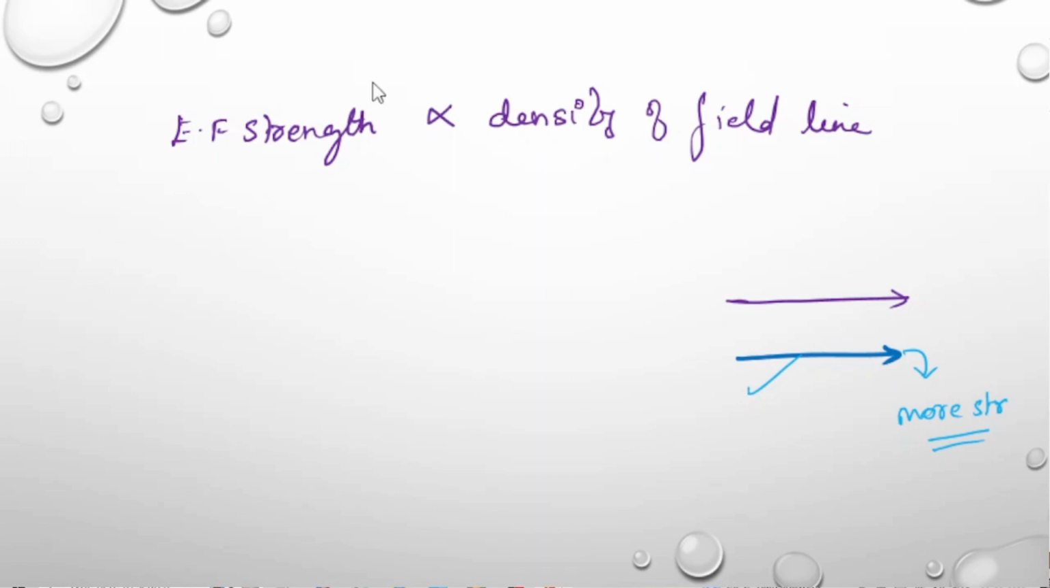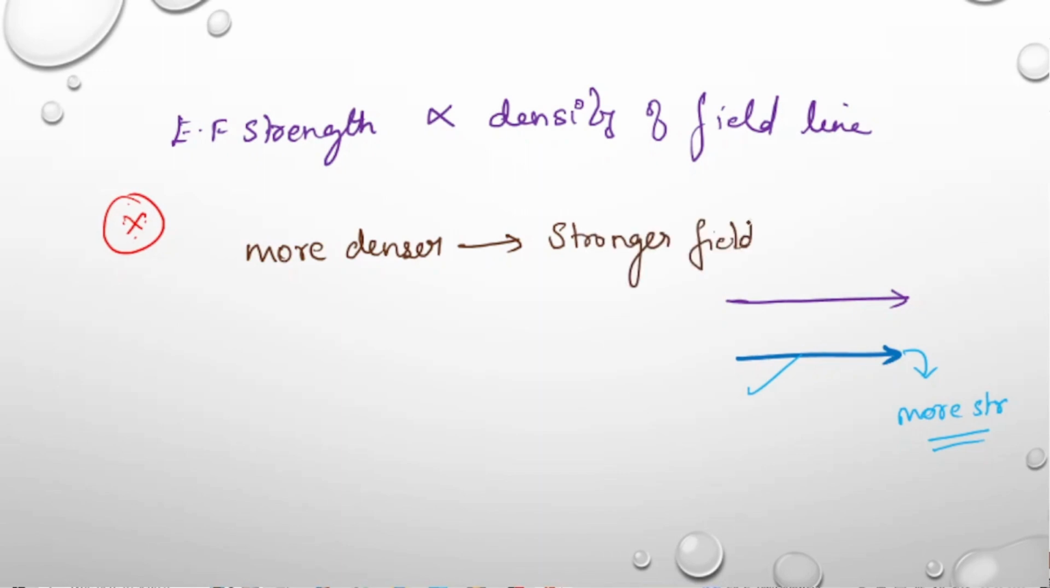The thing I'm going to write now is very important for 1 mark purpose. So I can say that if the field lines are more dense, then a stronger field will be emitted. If they are less dense, then a weaker field is going to be exhibited. Okay, dears?